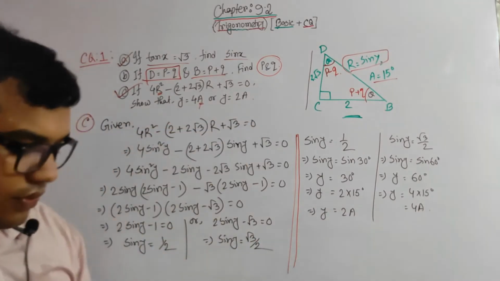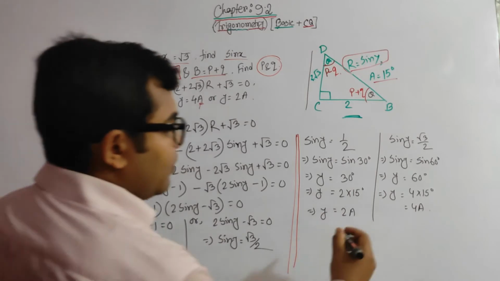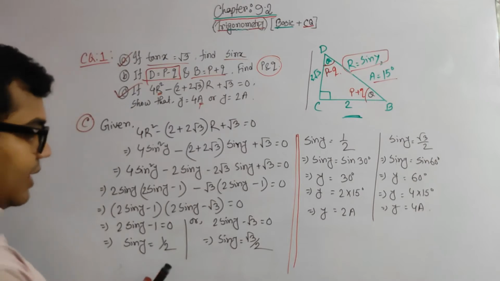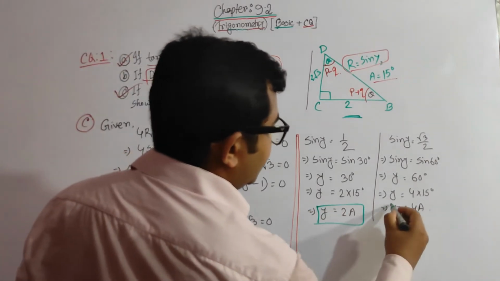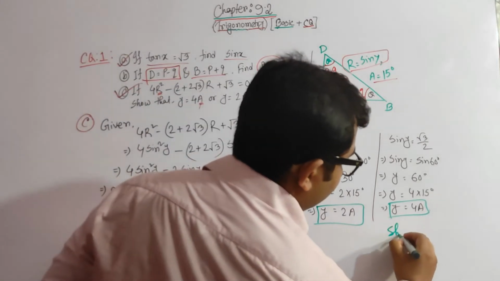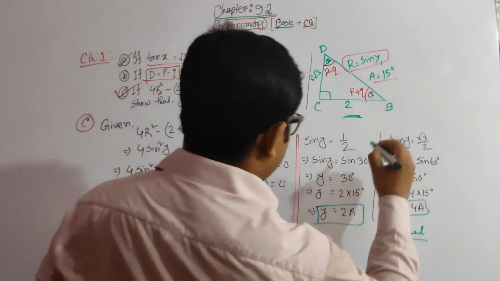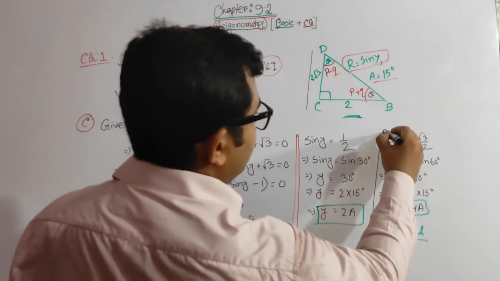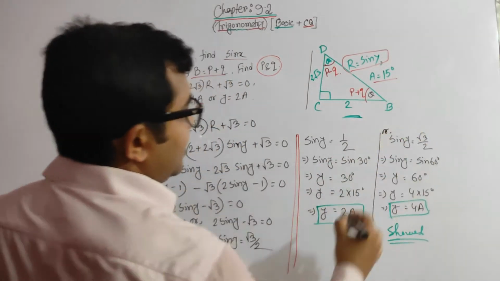So we already got y equals 4a and y equals 2a. So we can say that this is our required solution. Here it was "or", so you may write it as "or" also, no problem. Okay, thank you.